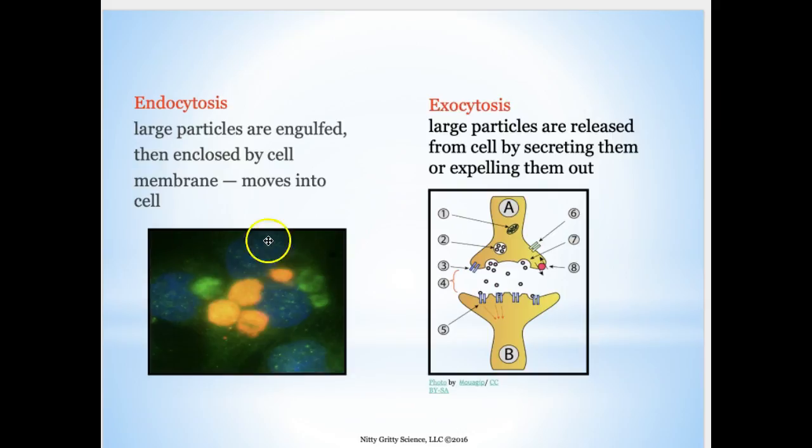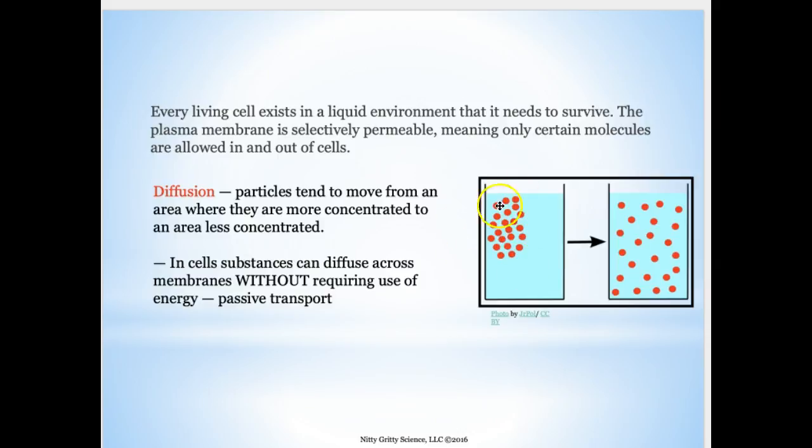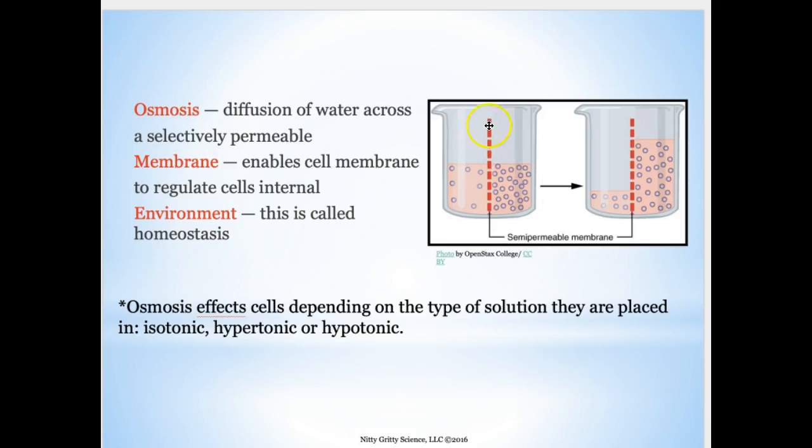Endocytosis is where large particles are engulfed and enclosed by the cell, and then they can move into the cell. Exocytosis is where large particles are released from the cell by secreting or expelling them. If you were to look at these different types, this is diffusion, greater concentration to less concentration. Looking at this, if this were a selective or semi-permeable membrane, once again, we've got greater, and we would be trying to move to lesser.